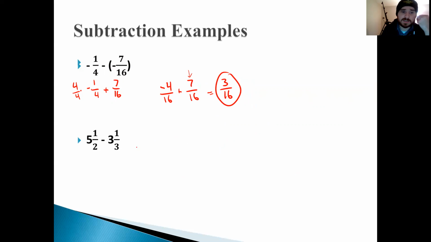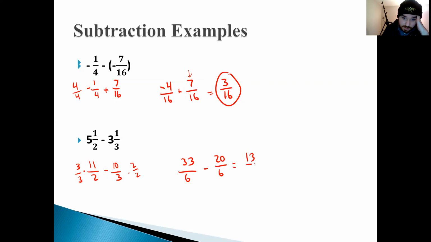And then last but not least, we have 5.5 minus 3 1/3. We can rewrite these as mixed numbers again. I'm not going to do the math because these are the same ones as before. And that's going to give us 10/3. Then our least common denominator is once again 6. So we're going to multiply. We'll get 33/6 minus 20/6, which is equal to 13/6, which is equal to 2 1/6.